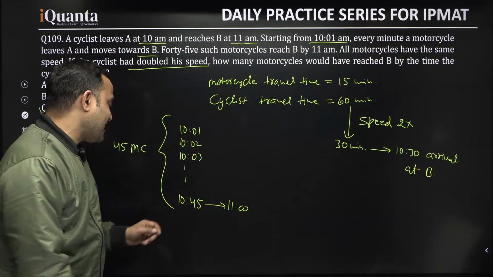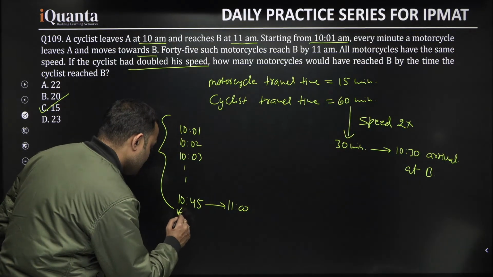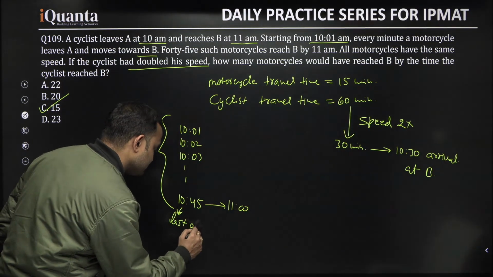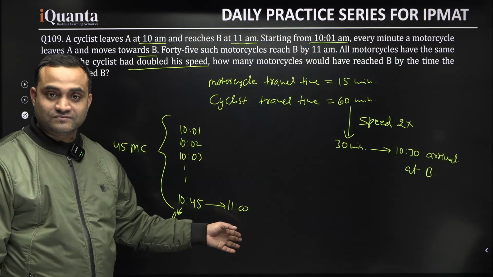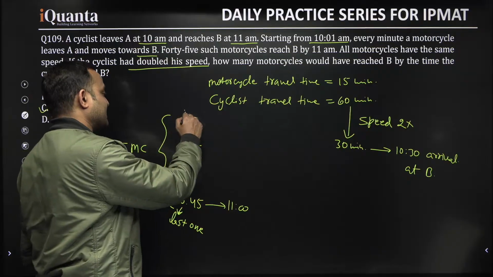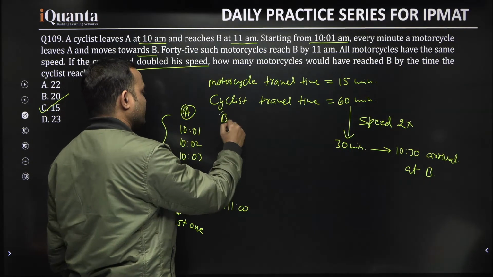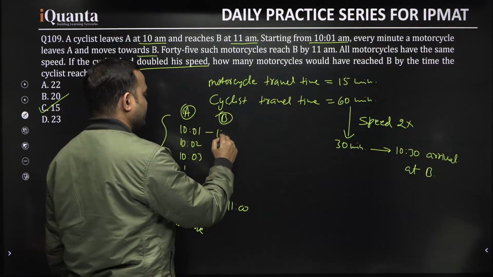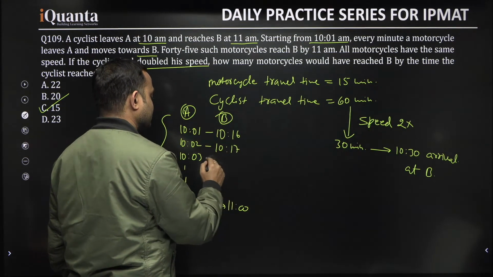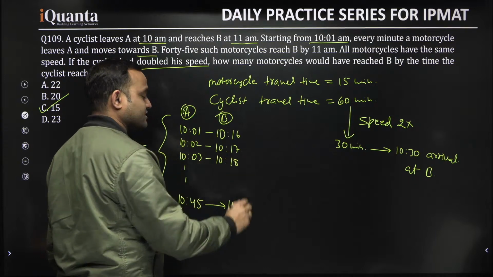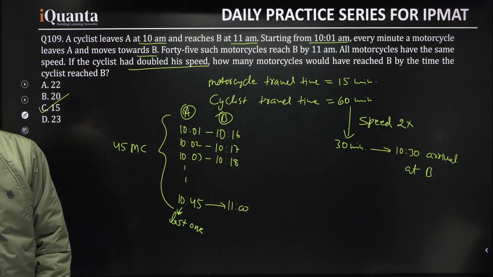So this is the last one to reach B, okay? This is at A, this is at B. So this guy will be reaching there at 10:16, 10:17, 10:18, and so on. That's why the travel time is 15 minutes.